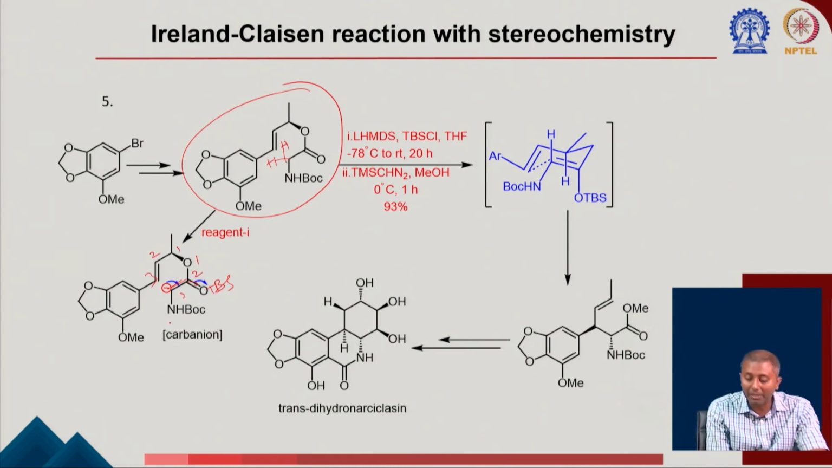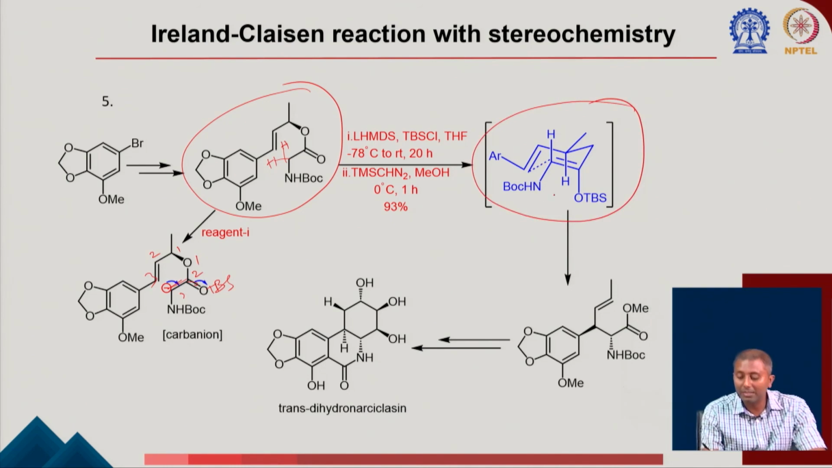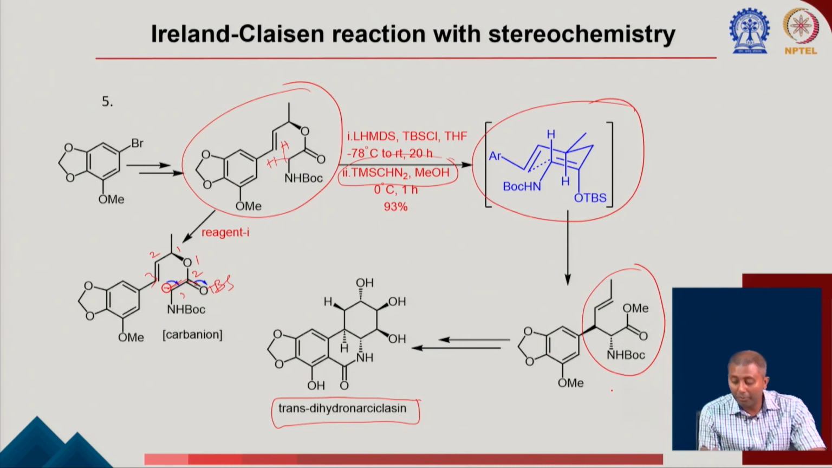Once it takes part in the 3,3 sigmatropic shift, we have shown the corresponding transition state here, and then from this transition state it is going to form this corresponding product. It is going to convert to the corresponding ester here, because we have used TMS diazomethane, which converts this corresponding acid to the corresponding ester in the product. From there it can convert to this particular natural product. So here what you have seen is that we started with this particular stereochemistry of this allylic alcohol, and in the product also, after this 3,3 sigmatropic shift, the stereochemistry actually remains intact.